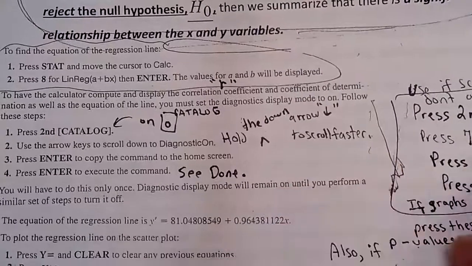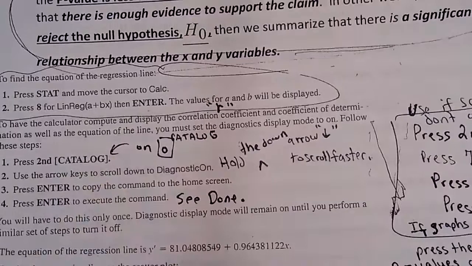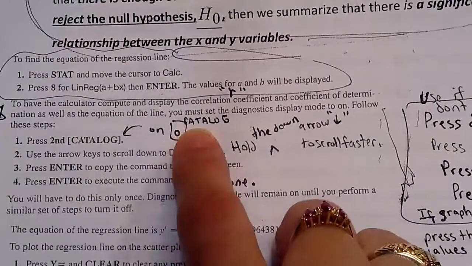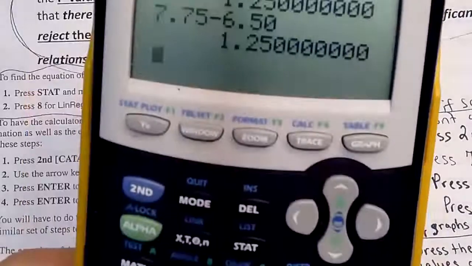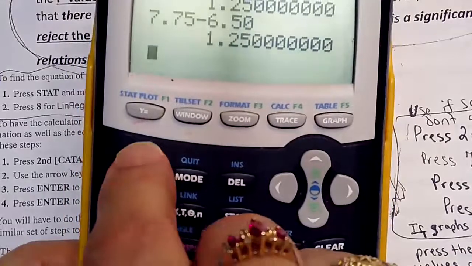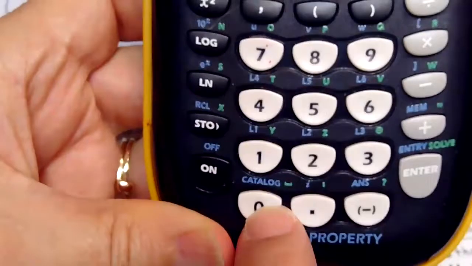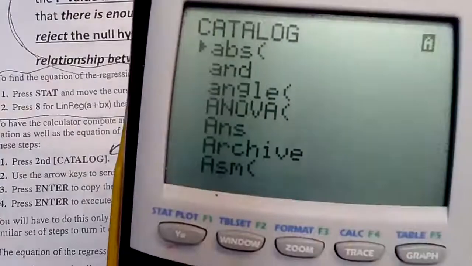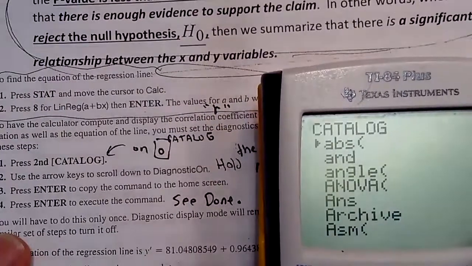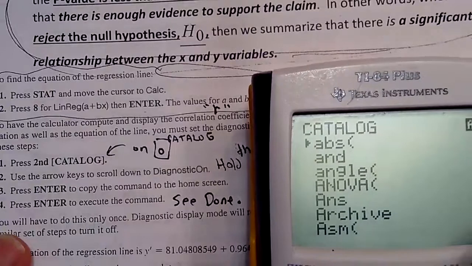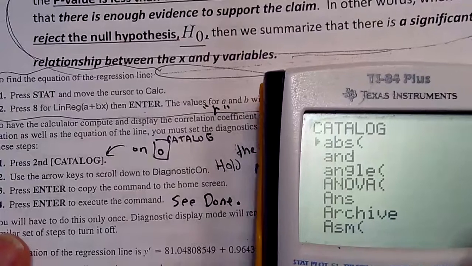So we want to press the second catalog, and the catalog is above the 0 here. So you want to press the second button, which is here, and then go to 0. See, 0 has catalog. So press the second button, 0. Then all of these words come up. See, ABS, A&D, angle, ANOVA. And these are alphabetical.